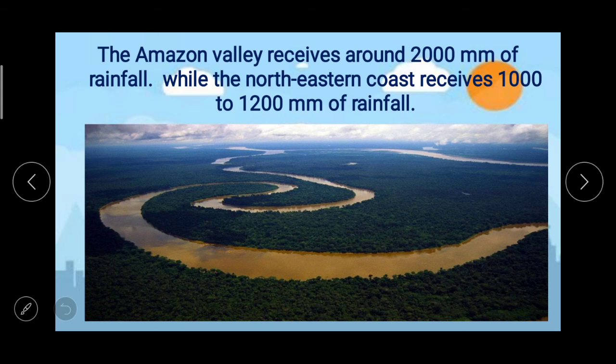So today we are going to stop here. In the next session, we'll talk about the climate of India.